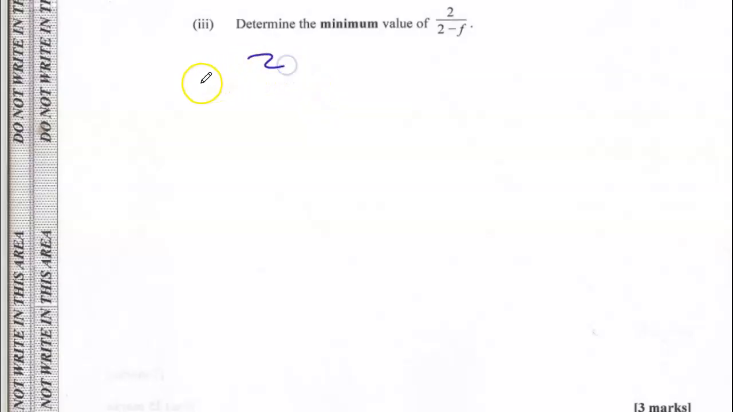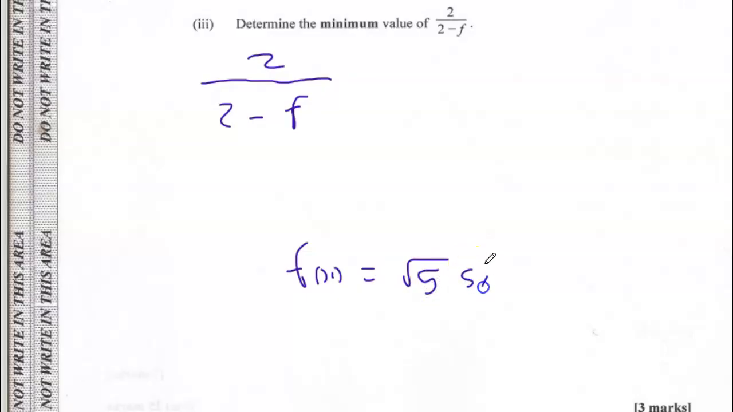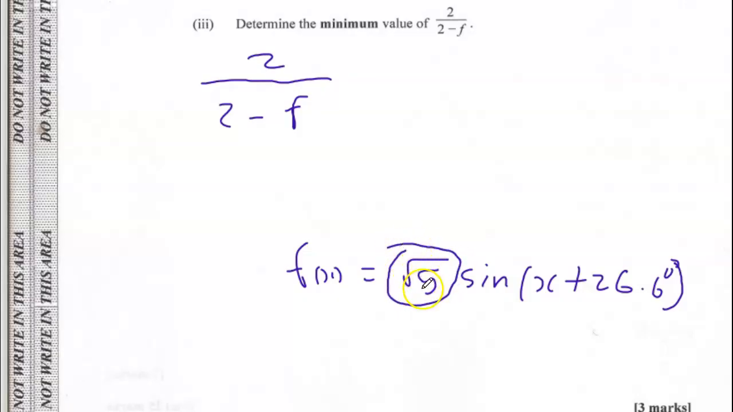Now for the minimum value. Remember, a fraction is at its smallest, its minimum, when the denominator is at its largest, right? Now what value of the function would make the denominator the largest? Remember the function? The maximum value of this function would be root 5, and the minimum value would be negative root 5, since the maximum value of sine is 1 and the minimum value of sine is minus 1. So which one will make the function larger, negative root 5, right? Because that would give us a very large denominator.